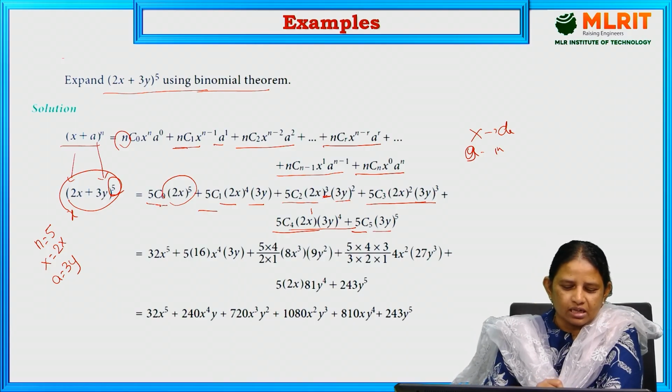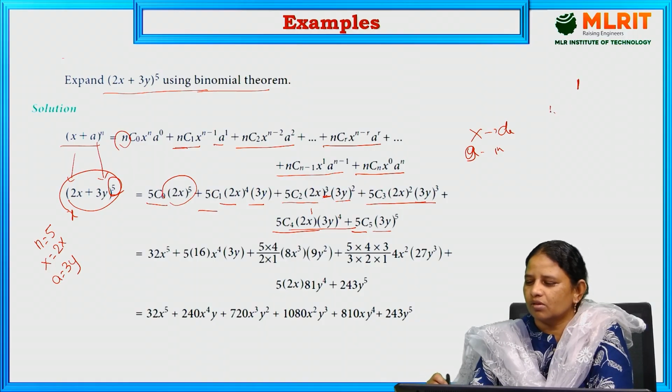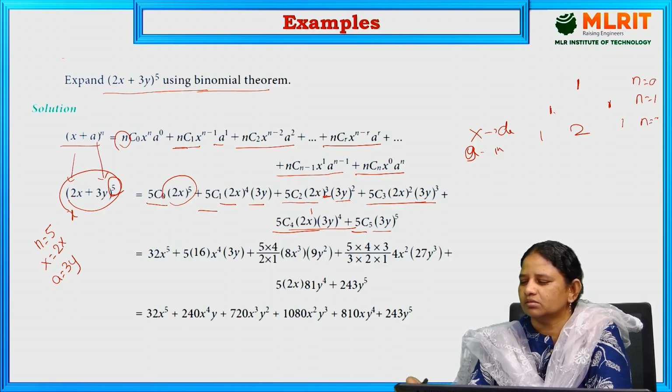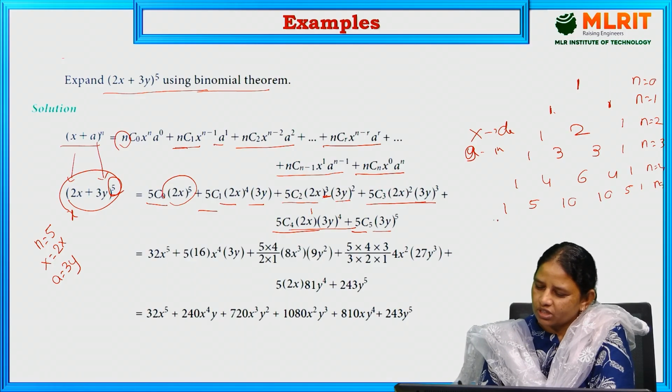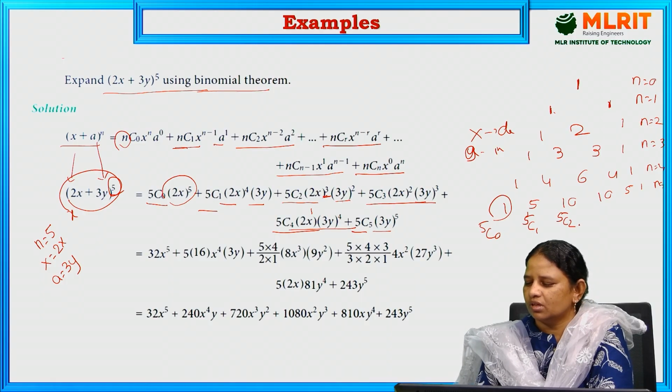Next, we know the values of 5c naught and so on according to Pascal's triangle: 1, then 1, 1, then n equal to 2 means 1, 2, 1, then 1, 3, 3, 1, then 1, 4, 6, 4, 1, then 1, 5, 10, 10, 5, 1. So that is n equal to 5. These are the values of 5c naught, 5c1, 5c2, 5c3, 5c4, 5c5.